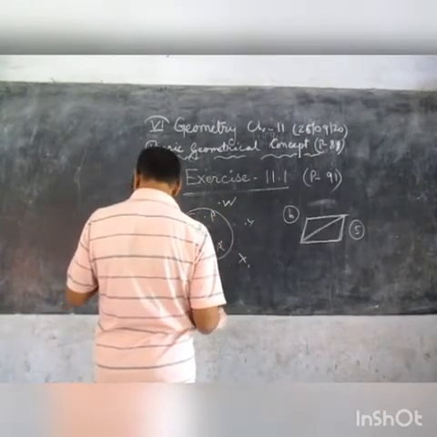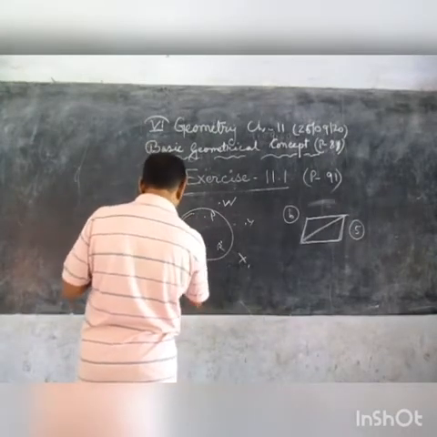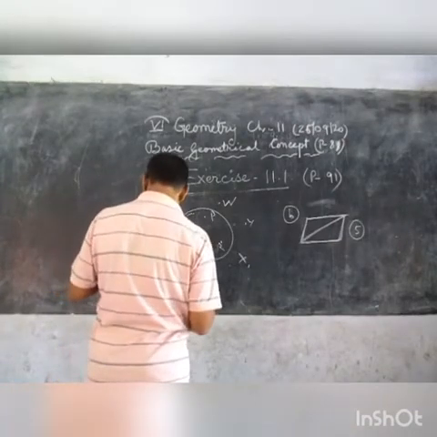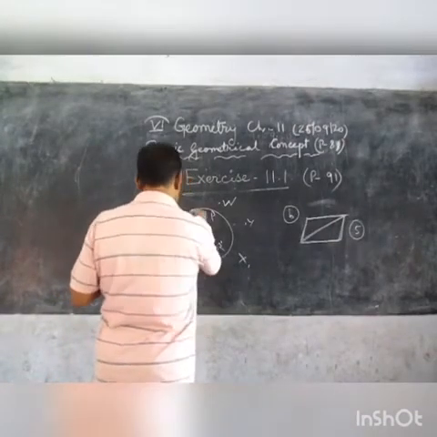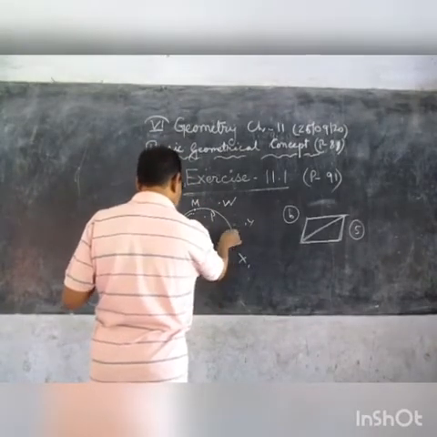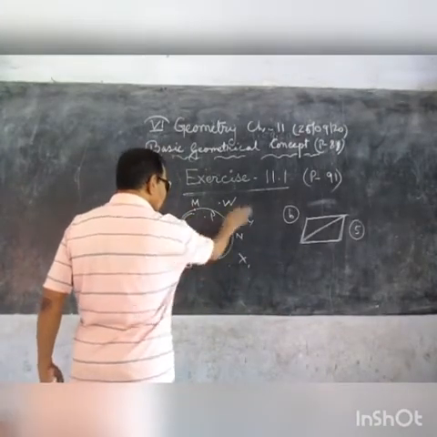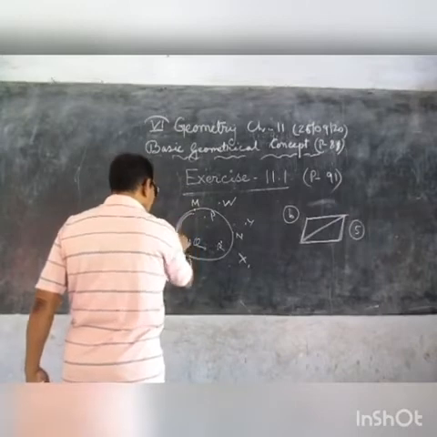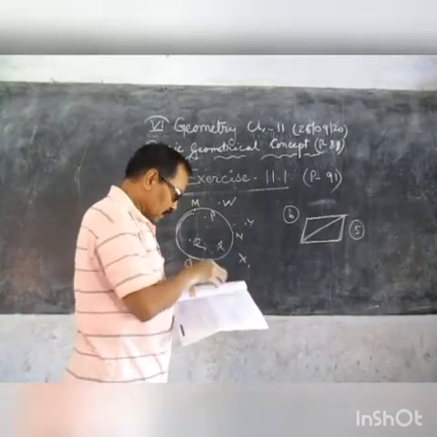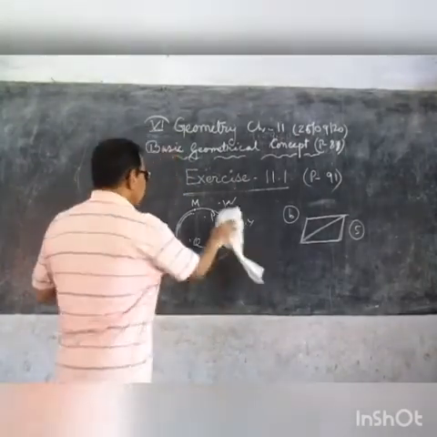And in the interior of the circle, P, Q, R are in the interior of the circle. On the boundary of the circle, O is given. It is the boundary of the circle. And M is also on the boundary of the circle. So interior is within the circle, exterior is outside the circle, and boundary is on the boundary line. So this is question number 8. Then number 9, next page.